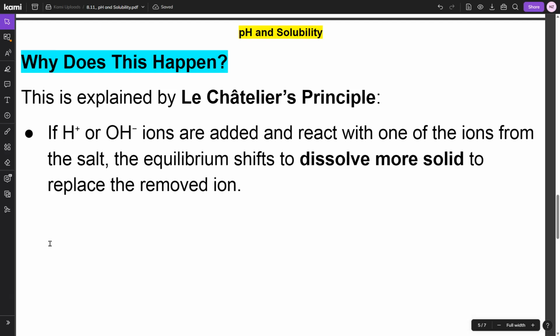We've kind of hinted at this already, but this is explained by Le Châtelier's principle. If we introduce these ions, they're going to react with one of the ions from the salt. If we're adding an acid, we're adding hydrogen. If we're adding a base, we're adding hydroxide. Those ions are going to react with ions from the salt, and equilibrium is going to shift to dissolve more salt to replace the ion that is being removed.